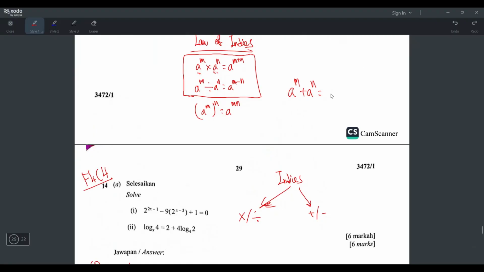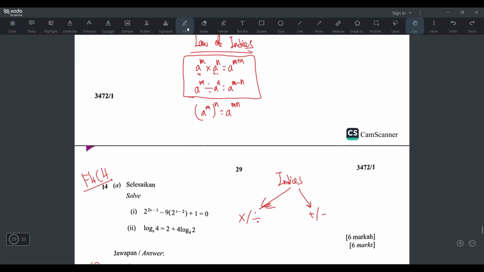Okay? You don't tell me like, oh, a power m times n. No, no, no, no. There is no formula like this. It doesn't exist. Okay? So, if it's a plus minus question, what you have to do instead is do it in reverse. You are still using the same formula, but you are doing it in reverse. It means that instead of combining them into one, you are actually separating them, so you go from this form to this form.